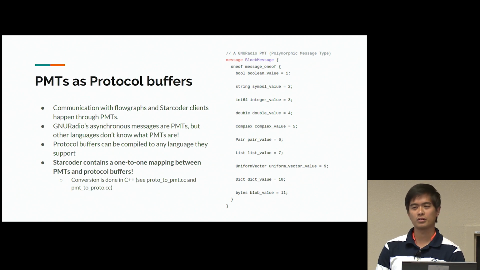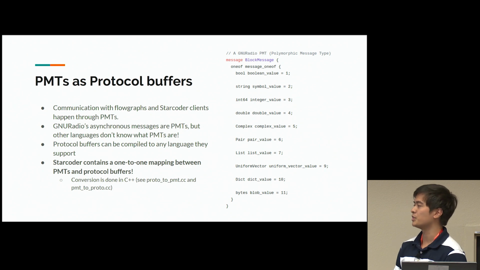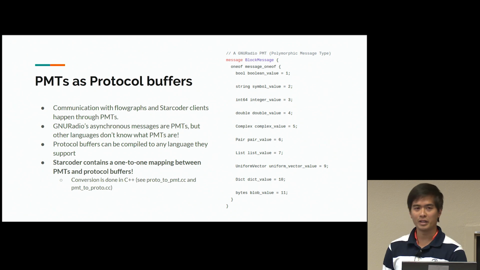I'd like to relate this to Marcus' earlier talk, where he talked about how PMTs were bad, they were unsafe, they didn't have language bindings, and they were not portable. Well, protocol buffers are safe, they do have language bindings, and they are portable. So that's one idea.